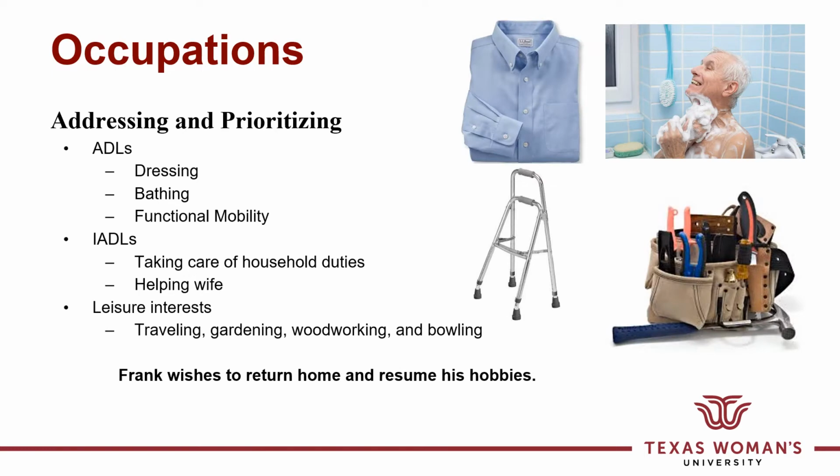After collection of data and analysis of his occupational performances, the occupations that have been prioritized in the rehabilitative process are as follows. His ADLs, specifically addressing bathing and functional mobility. His IADLs, taking care of household duties and helping his wife. And lastly, his leisure interests: traveling, gardening, woodworking, and bowling. His goals are to return home and resume his hobbies. That was also an important contribution when selecting his occupations to work on in treatment.